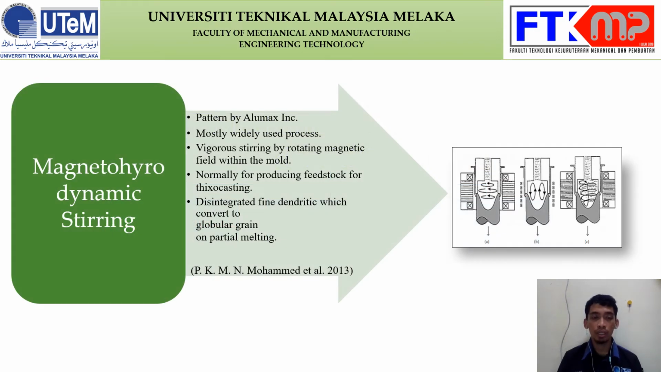Let's go to technique number one, which is magneto-hydrodynamic stirring. For the past 20 years, this method has been patented by Alumux and is the most widely used process. Vigorous stirring by a rotating magnetic field within the mold is normally for producing feedstock for thixocasting. This integrates fine dendrites, which convert to globular grains on partial melting. This method has too many steps and can add cost.